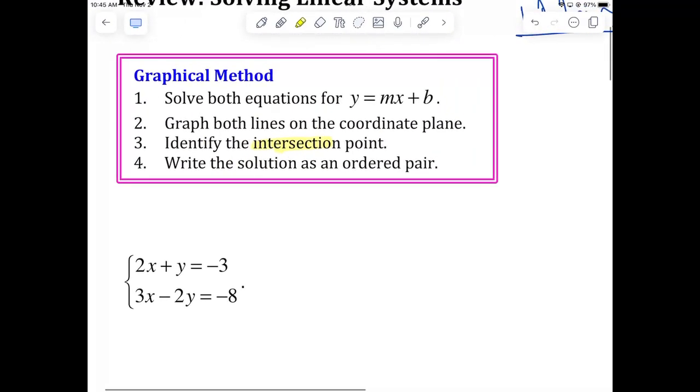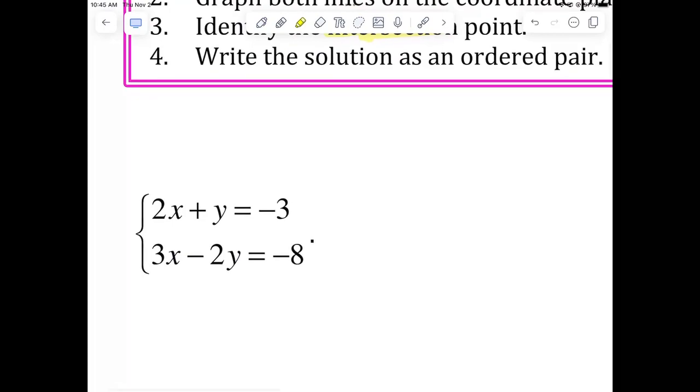So here are the instructions. In order to graph linear equations, and by the way, how do we know these are linear? They're not squared. They're x to the what? They're x to the first. That's how we know they're linear.